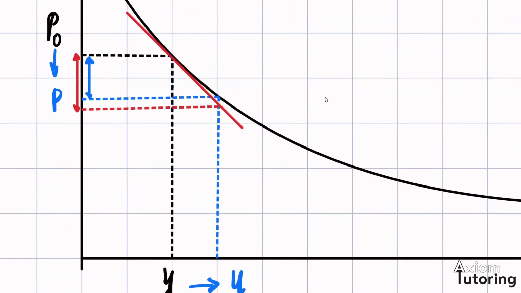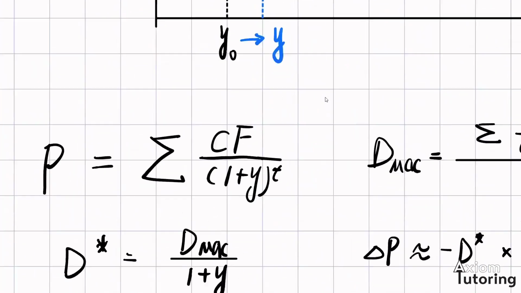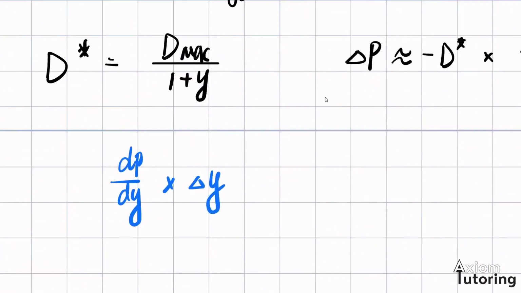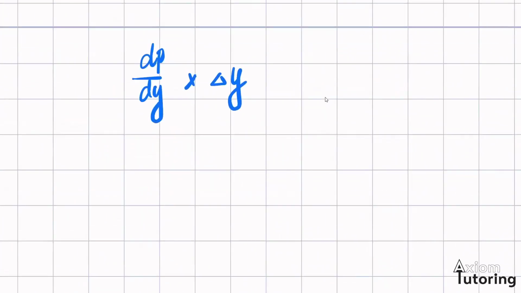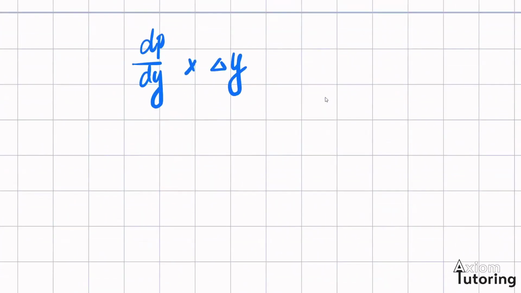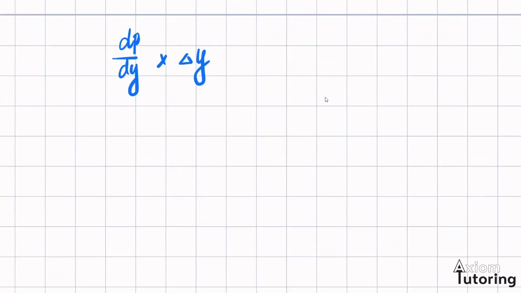So that's going to be our approximate change in the price. So we only need the dP over dy here. Okay, let's just do it step by step. We know the price formula is going to be the summation of all the cash flows, discounted. We're using yield to maturity here, so it's not r but y, to the power of t.